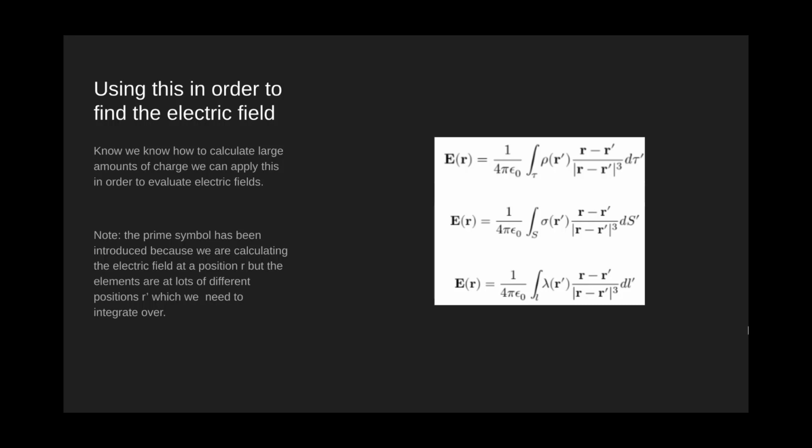So we can apply this in order to evaluate electric fields over large surfaces of different charges, and loads of different charges. And notice how the prime symbol has been used as we are calculating the electric field at position r with the elements all at different positions r prime. So this means that if we take the top example, we have the electric field at r due to the multiple different charges at r prime. I hope this makes sense.